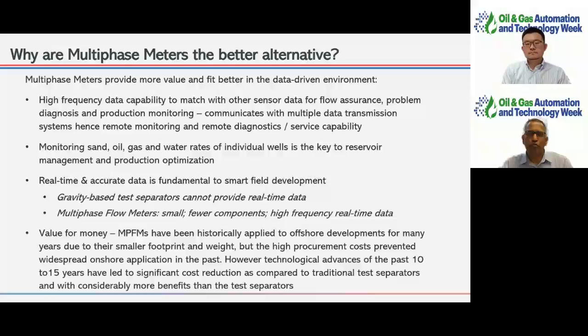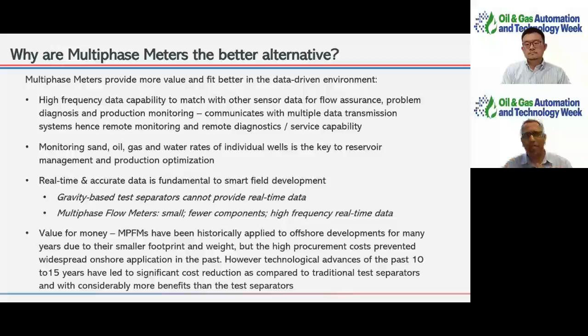Now, you're actually monitoring 4 phases by using both the sand meter and a multiphase meter. Like I said, the sand meter is just a variation of what we have as a multiphase meter. So you can manage to monitor all the 4 phases, which is your sand, your oil, your gas, and water rates. And that is obviously a very big key to your reservoir management and production optimization. Your real-time data is accurate data, and that's fundamental, again, to smart field development. When you look at a gravity-based separator, you just can't get that real-time data out of it, which you get out of these meters.